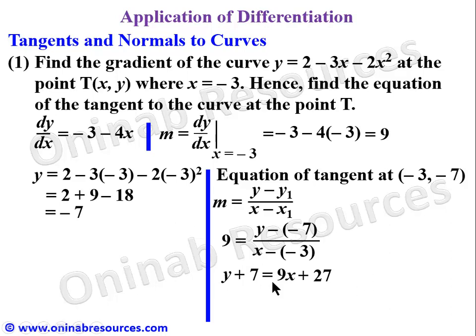Now take this to the side: y equals 9x plus 20, since this will go to the other side to become 27 minus 7, which gives 20. So that is the equation of the tangent to the curve at the point T. And we have done justice to that problem.